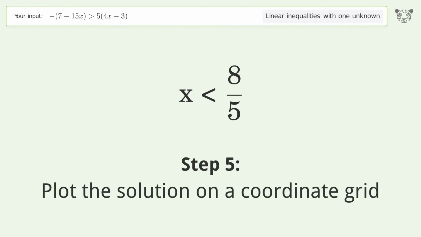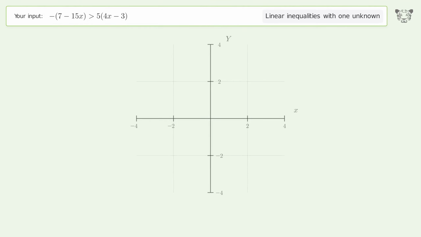Plot the solution on a coordinate grid. And so the final result is x smaller than 8 over 5 smaller than 13 over 5.